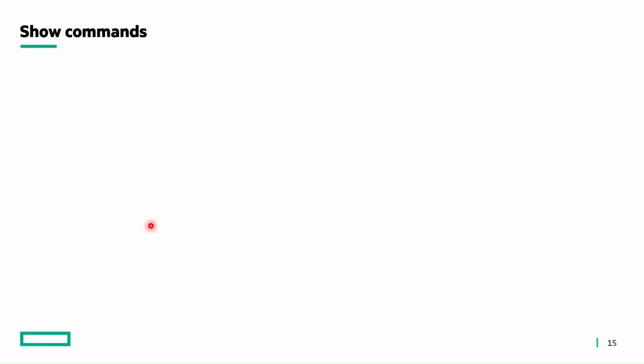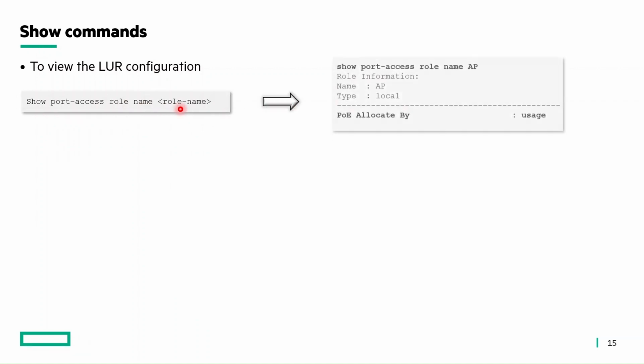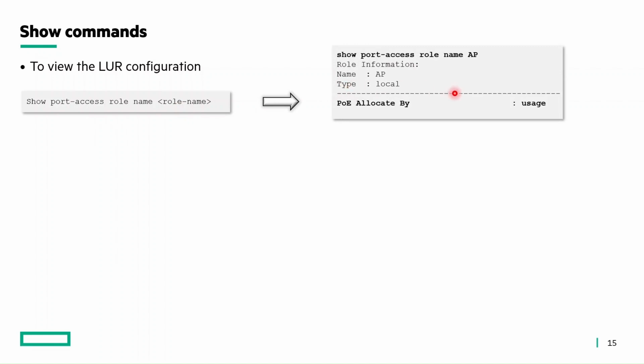Next is show commands. Let's see the show commands one by one. First, to view the LUR configuration, we have to use the show command show port-access role name and then the role name. Here is a snippet of the show port-access role name command output. It will clearly show what the role configuration is. We have seen that the PoE allocate by is set as usage.